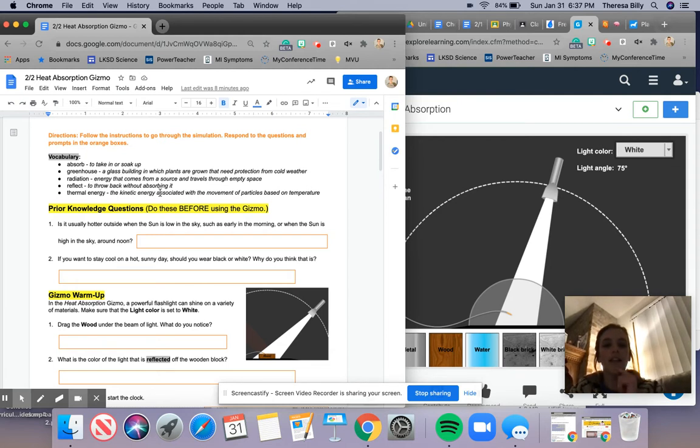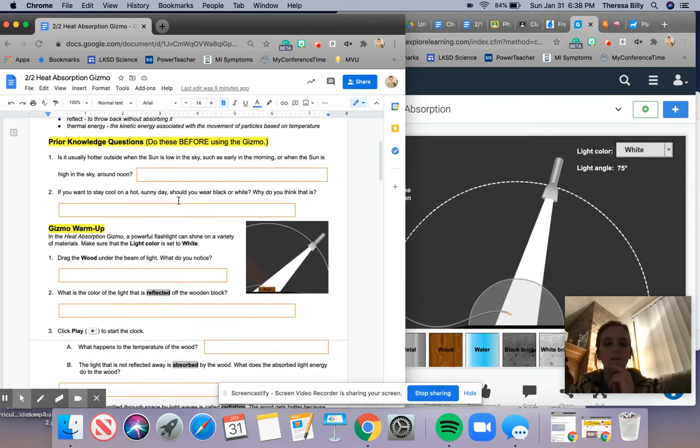Thermal energy, again, is the kinetic energy associated with the movement of particles based on their temperature. So, thermal energy can be transferred via radiation, and that's going to be one of the big ideas we talk about today. And the last big vocabulary word you need to know is what a greenhouse is. You've probably seen one, you've experienced one, you might even have one at your own house. Greenhouses are glass buildings that we use to help grow plants when the climate doesn't really allow us to.